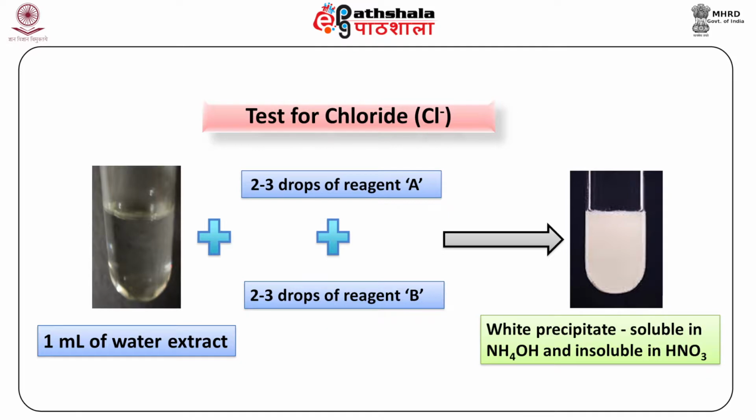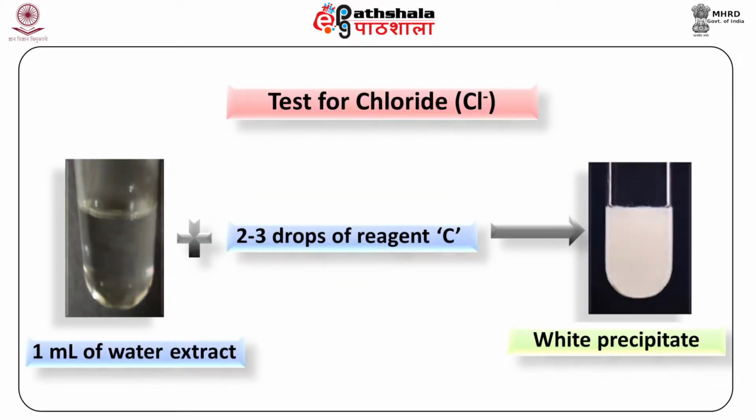Take 1 ml of water extract in a clean test tube. Put 2 to 3 drops of reagent A, followed by the addition of 2 to 3 drops of reagent B. The presence of chloride ions is shown by the formation of a white precipitate. This white precipitate is soluble in ammonium hydroxide and insoluble in nitric acid.